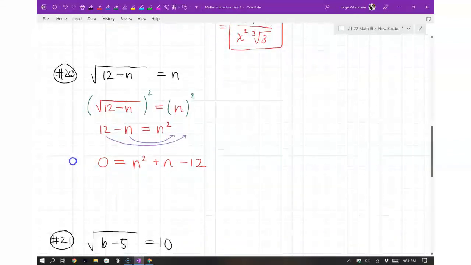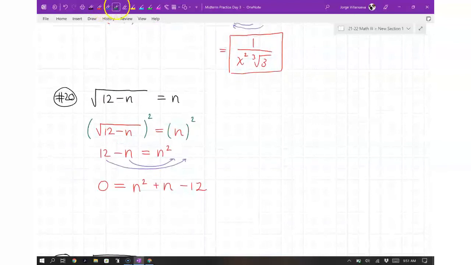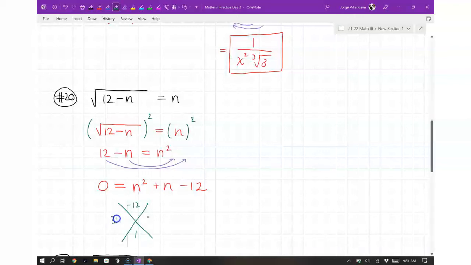Okay, so let me factor this out right here at the bottom. This would be negative 12 and a 1, right? Because your b value is a positive 1 that's in the middle. And then your a times c is 1 times negative 12, so that's negative 12. What two numbers should I use? 3, negative 4, positive 3. Other way. Oh, okay. There we go. So positive 4, negative 3. That looks good. 4 minus 3 is 1. Negative 3 times 4 is negative 12.